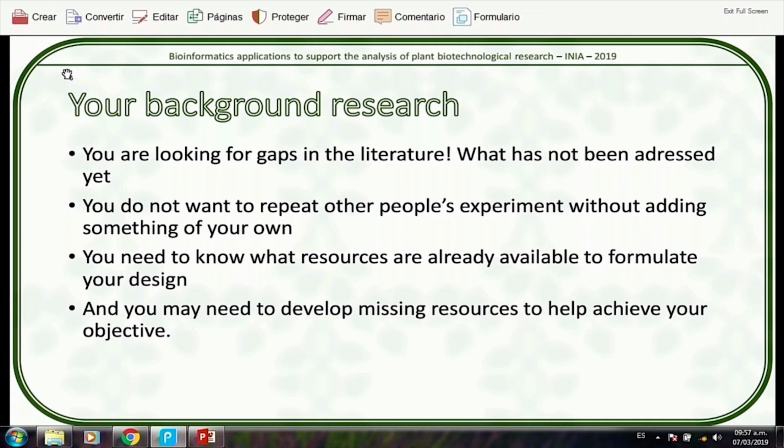Also, you need to know what resources are already available. For everything you do, you need to know what's already there. If you don't know what's already there, you don't know where to start searching. If you're planning to do SNP discovery, microsatellite mining, or a correlation between genes, etc., you need to know, hey, do I have genomic resources available for this?